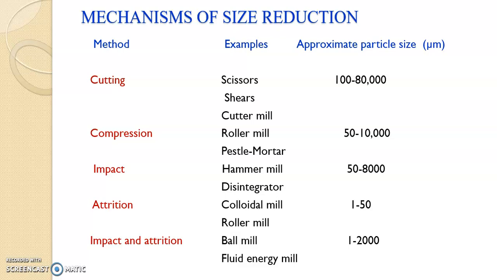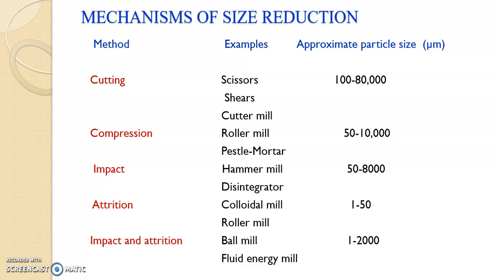And by using an impact mechanism, impact is a mechanism that resembles taking a hammer and hitting a solid, wherein the solid disintegrates into pieces. This mechanism is seen in the hammer mill or disintegrator mill. The particle size obtained here is 50 to 8,000 microns.